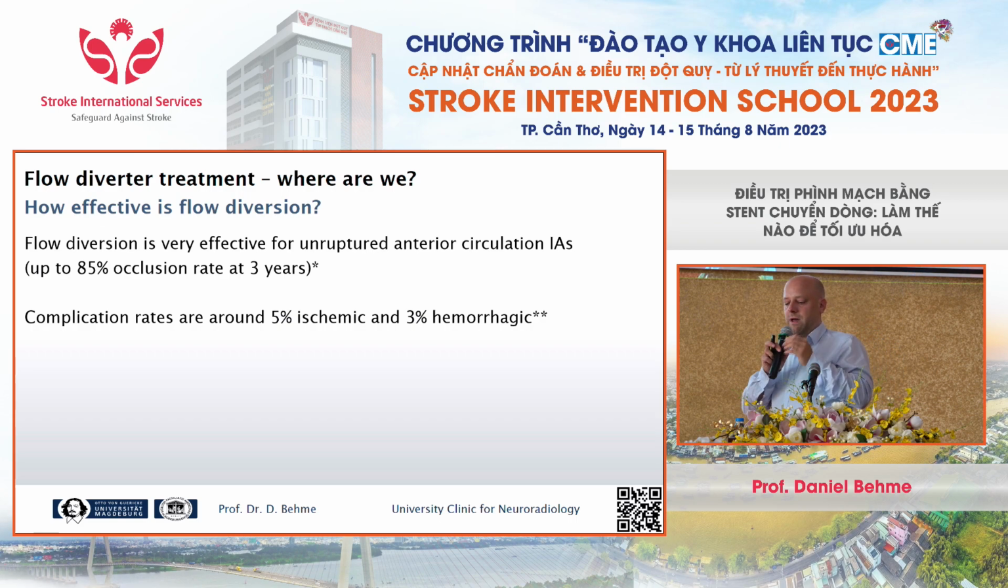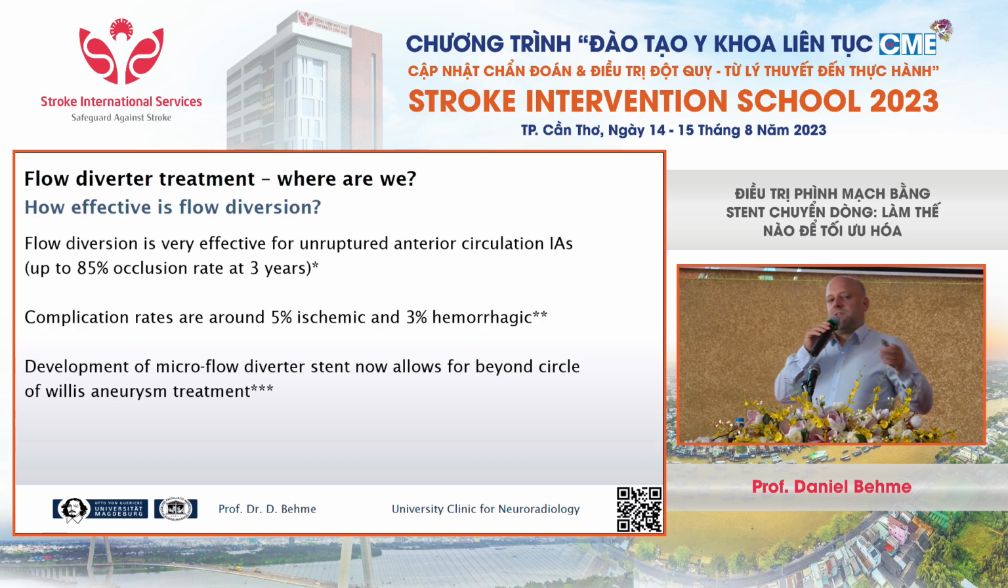If you go back in history of flow diversion, beginning from 10, 15, 20% of major complications, we're now down to around 5% ischemic problems and 1 to 3% hemorrhagic complications, depending on what you read. So that's comparable to other endovascular techniques to treat aneurysms.